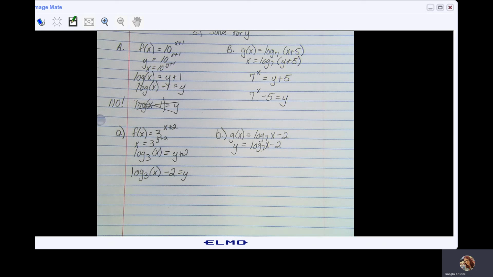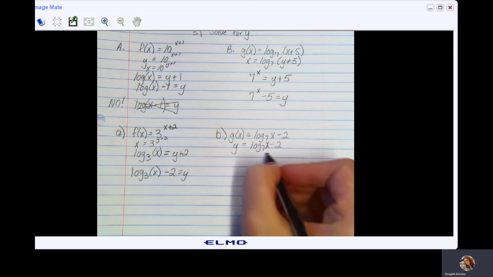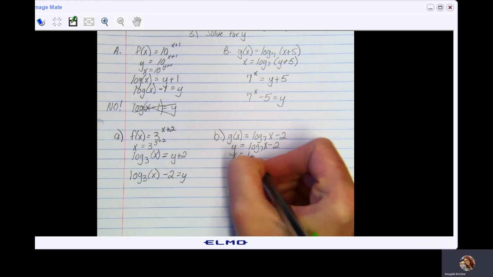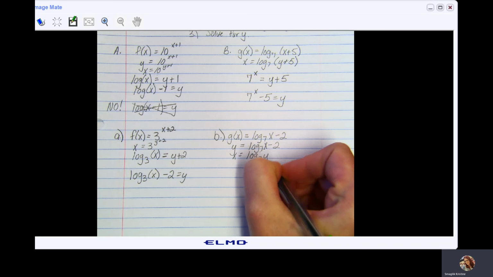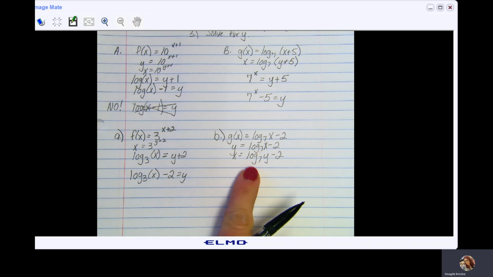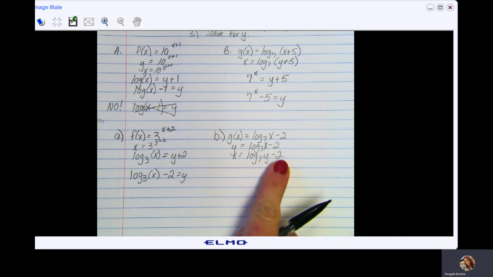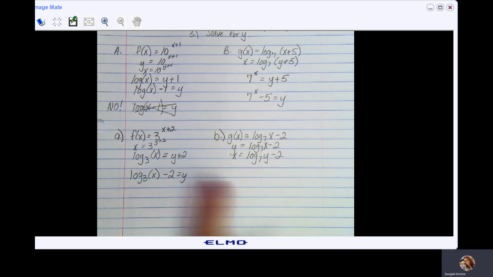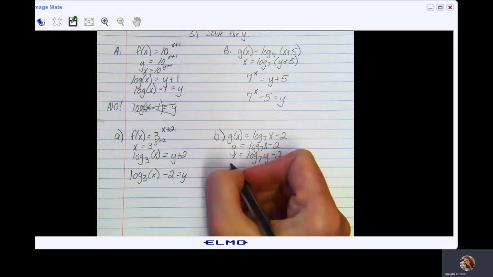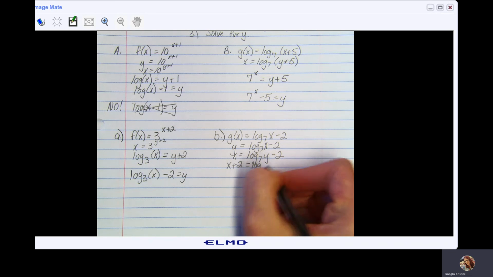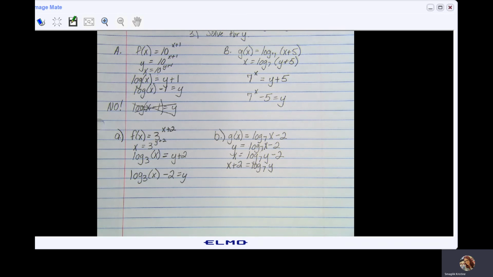Log base 7 of x minus 2. Let's go ahead and flip this, switch this x and y. X equals log base 7 of y minus 2. Well, before I can convert this into exponential form, I need to move this 2 over because I need to have my log base 7 and my argument here, y, by itself. So I'm going to add 2 to both sides. X plus 2 equals log base 7 of y.